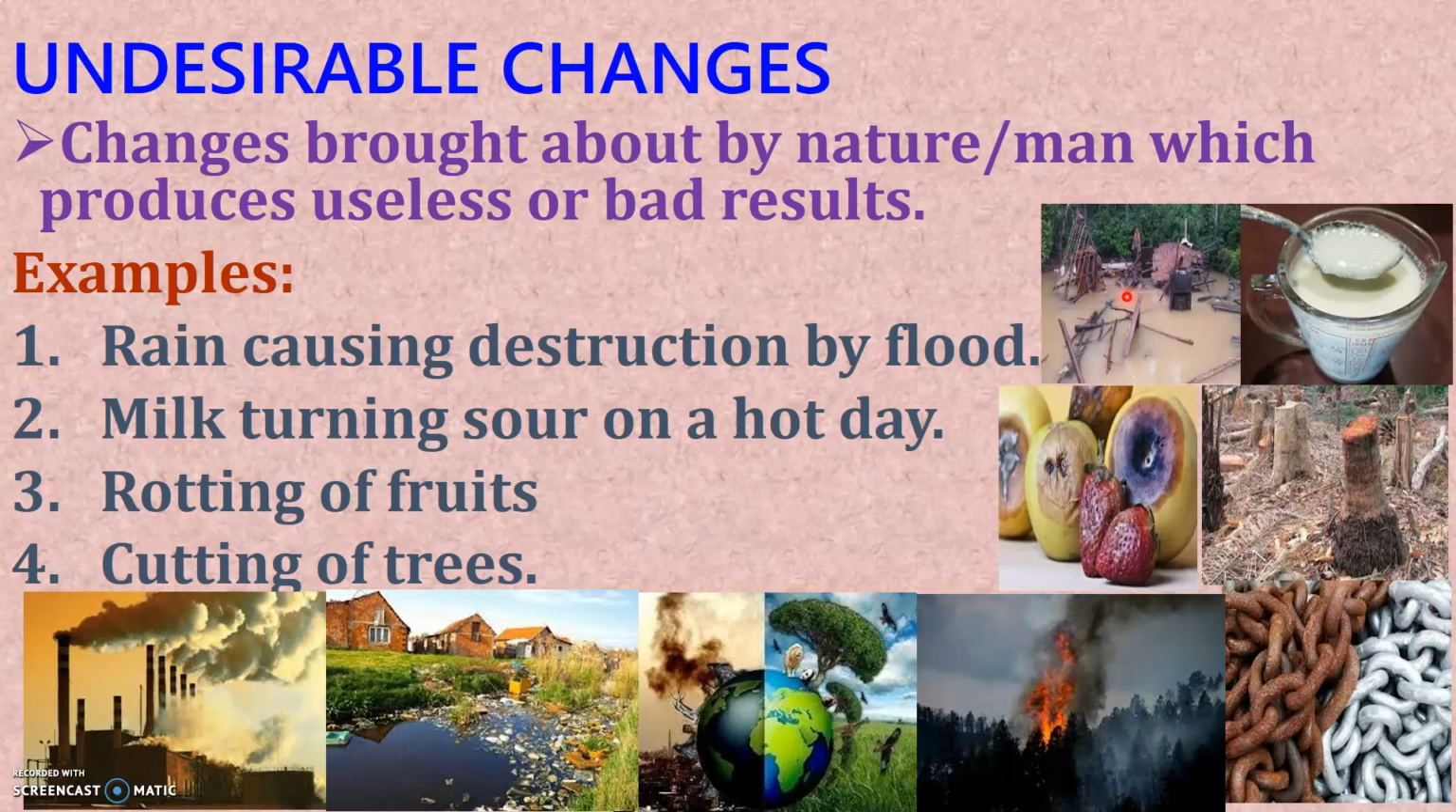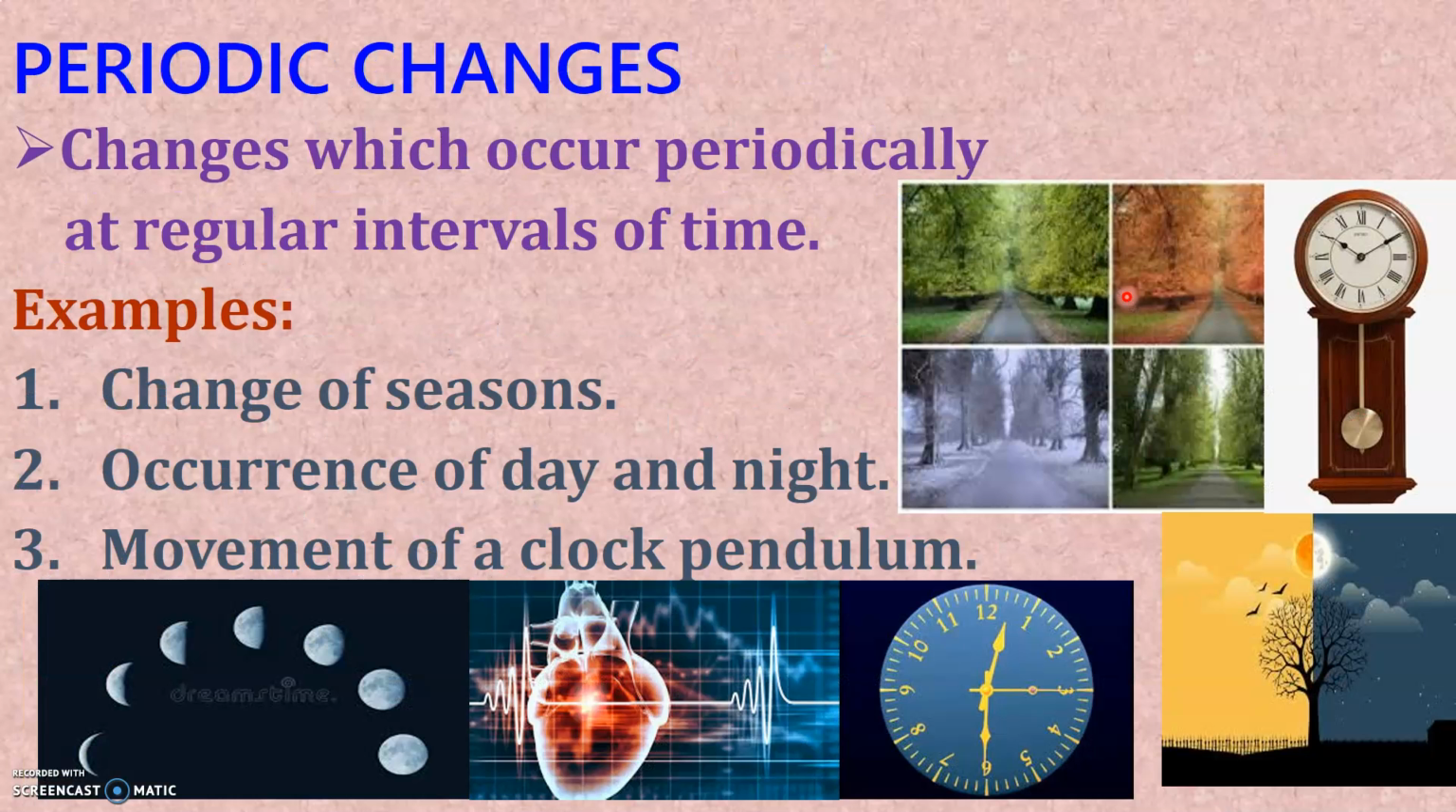Now, the second type of change is periodic or non-periodic changes. Changes which occur periodically and at regular intervals of time are called periodic changes. This means that the changes that are repeated or occurring again and again at regular intervals of time are called periodic changes.